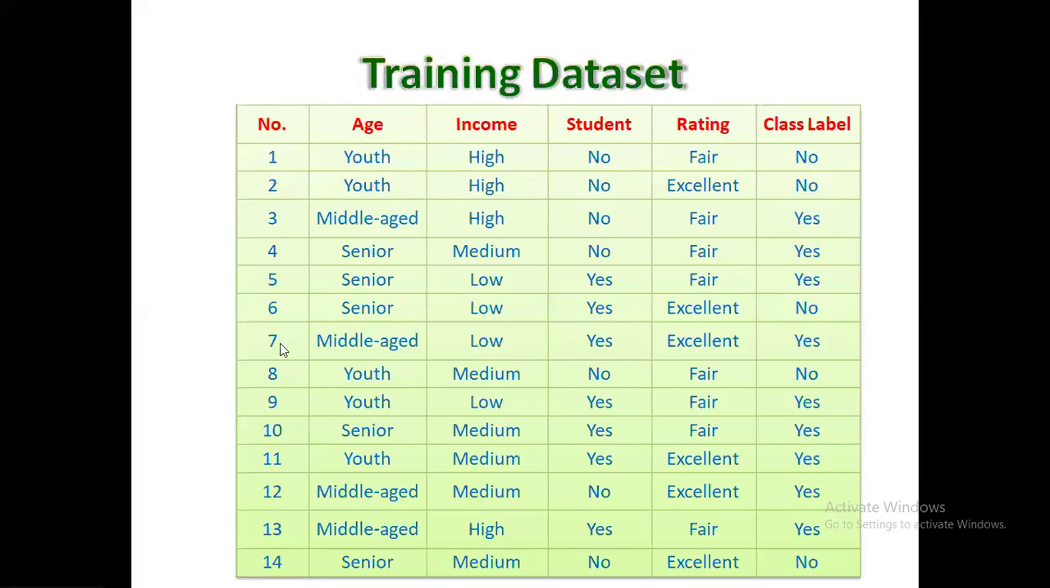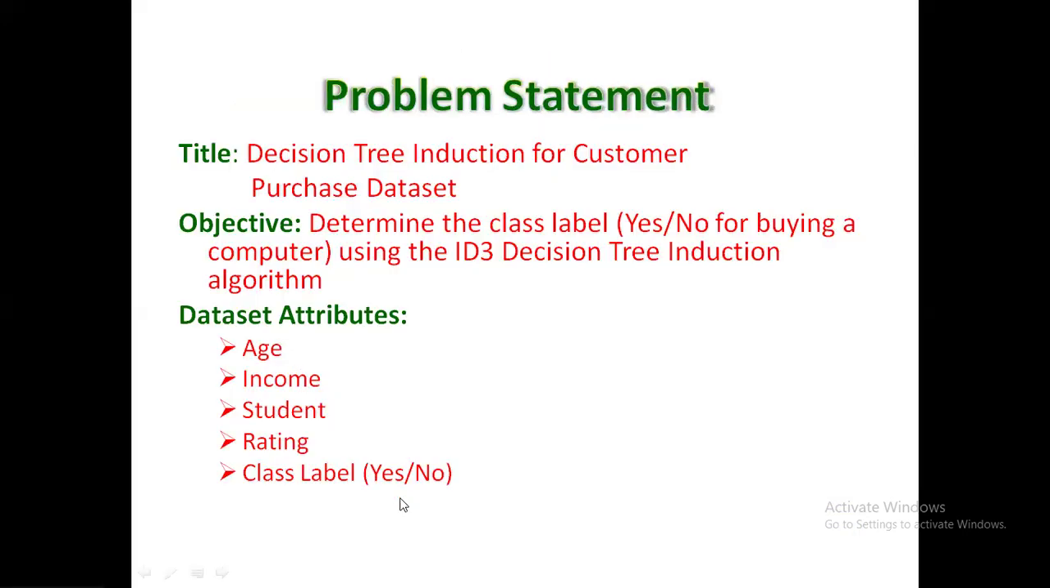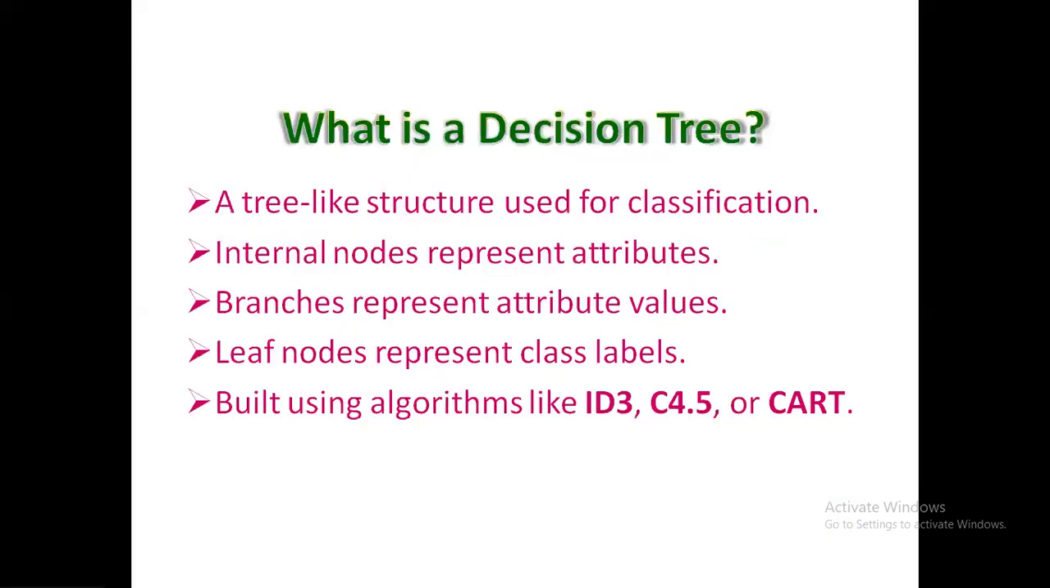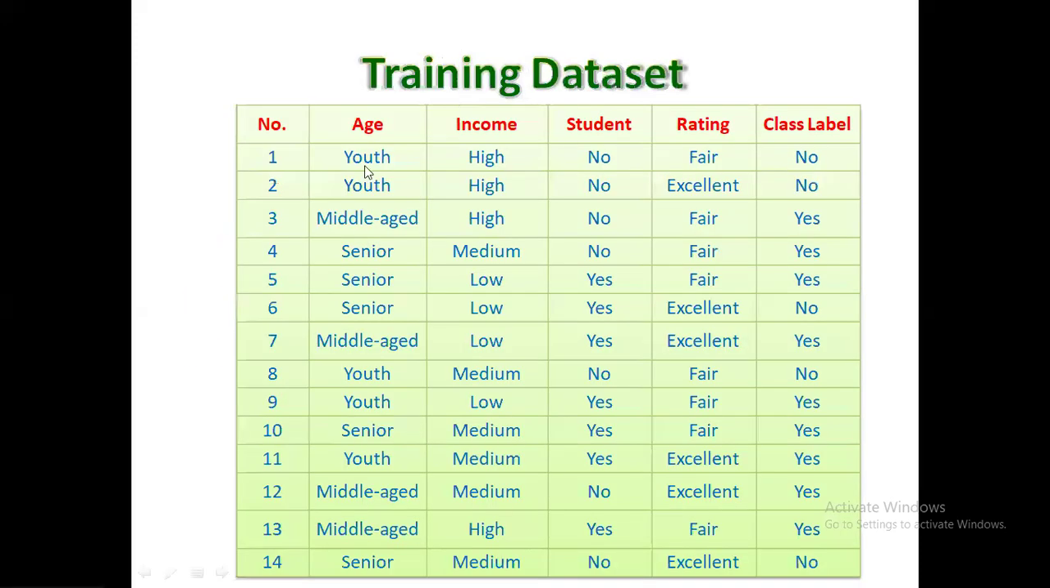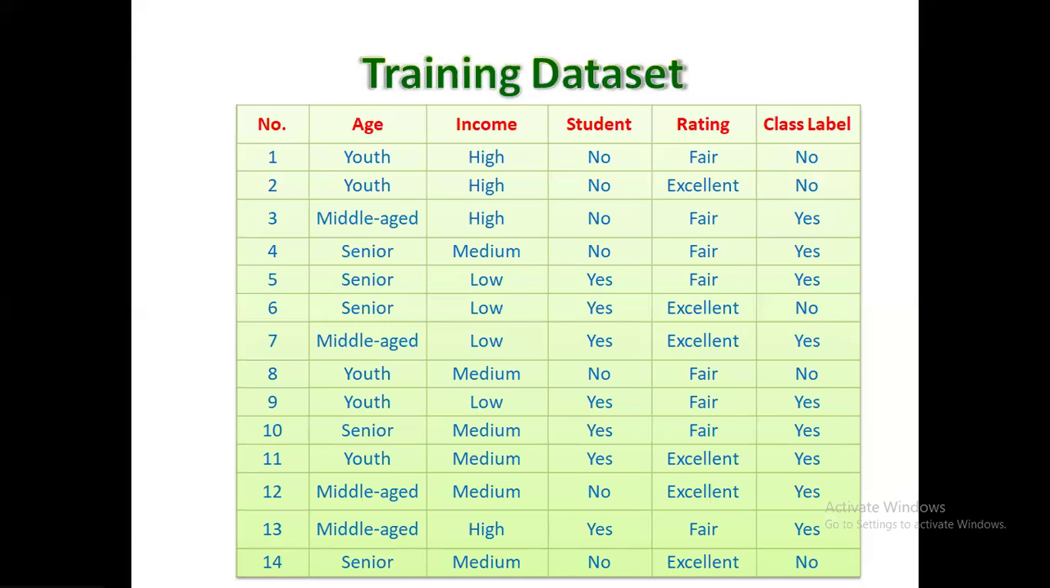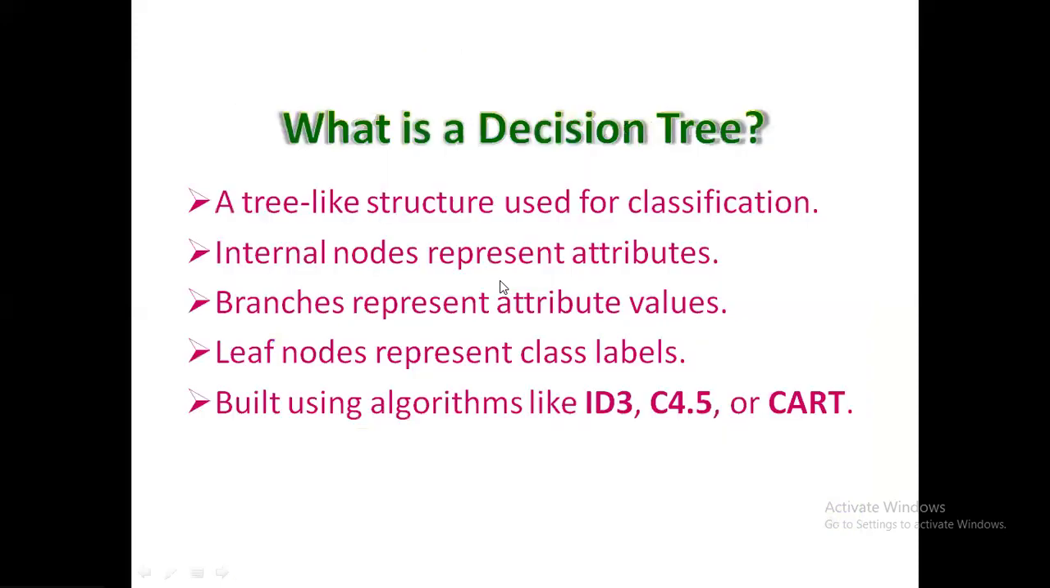Next, these are all the attributes: age, income, student, rating, and the class label, that is yes or no. This is the training data set. Here age, income, student, rating, class label, what is given in the problem, the same thing they repeated in this table. Next, you should know what a decision tree is.